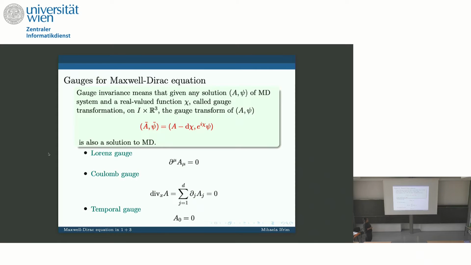Now, I do have potential gauges that I can make. I can use the Lorentz gauge, which is basically assuming that I have the full divergence in space and time of the electromagnetic potential equal to 0.